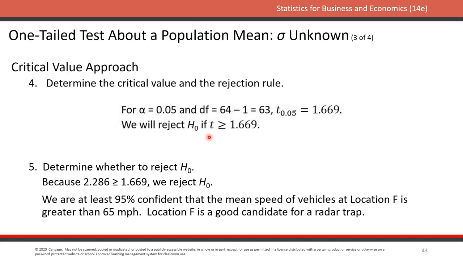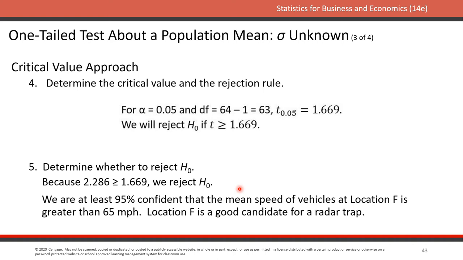And then we're going to reject, because it's a greater than test. We're going to reject if the test statistic is greater than this value. If it were a less than test, we'd reject if it's less than the negative version of that value. So we determine whether to reject the null hypothesis. Because the test statistic is greater than that value, we do reject the null hypothesis, and we can say that we have enough evidence to believe that the mean speed of vehicles is greater than 65 miles per hour. And if you ask me how confident I am in that decision, I'd say I'm 95% confident.